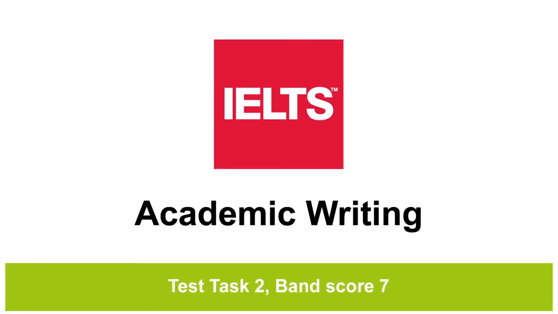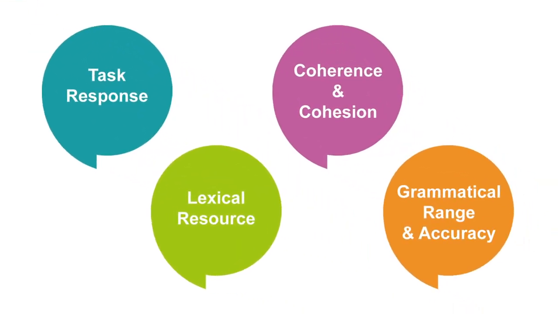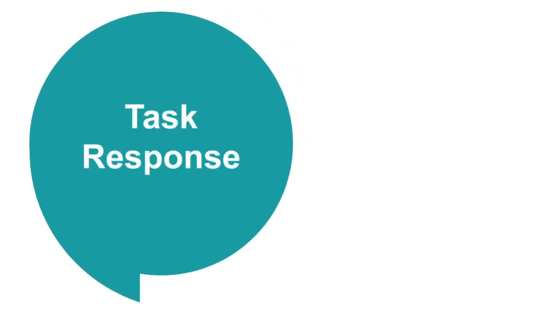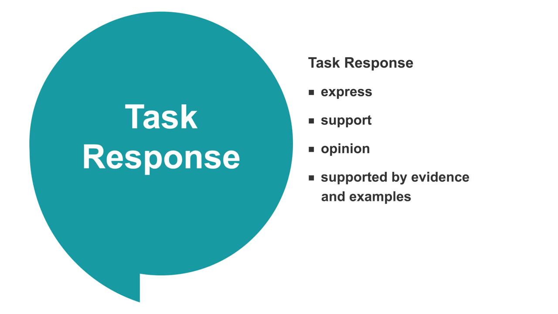Let's look at how the writing tasks are assessed. Each writing task is assessed by examiners according to the following 4 criteria. The first is task response. For Task 2, this refers to how well you are able to express and support your opinion on the topic given to you. Your ideas should be supported by evidence and examples from your own experience. Your answer must be a minimum of 250 words.